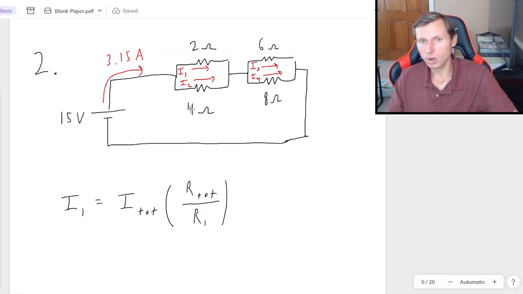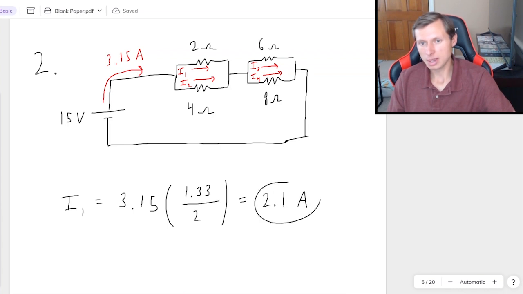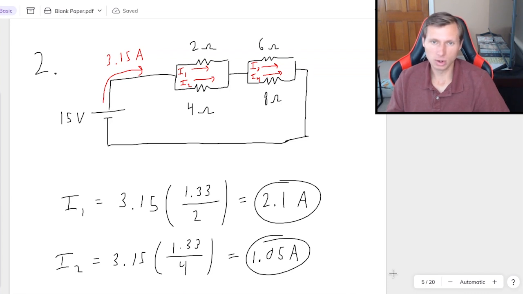And now when I look at I1 and I2, I can just start filling in. If I want to solve for I1, I total is 3.15. R total, I have to combine these two, which I did earlier. We said it was 1.33 repeating ohms, and then R1's just going to be 2 ohms. So then plugging this in a calculator, we're going to get 2.1 amps. That's I1. I2, I'm basically going to do the same thing. The only number we're swapping out is the resistance in the denominator, which is now 4 for I2. And that'll get us 1.05 amps. So I1 and I2 are accounted for.